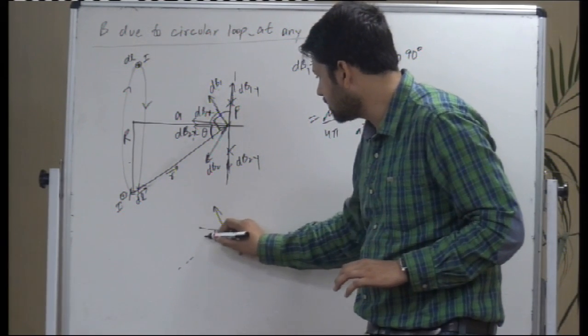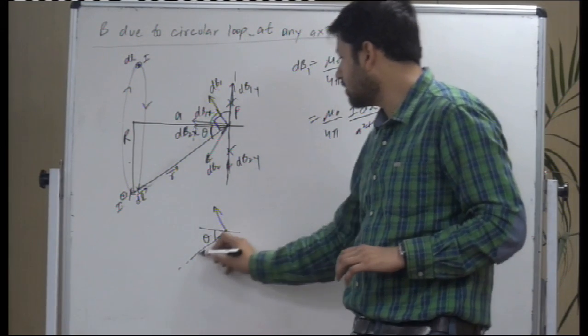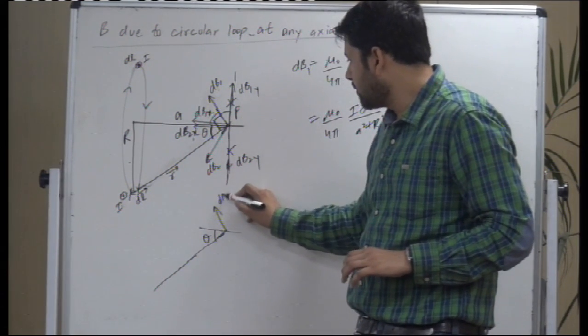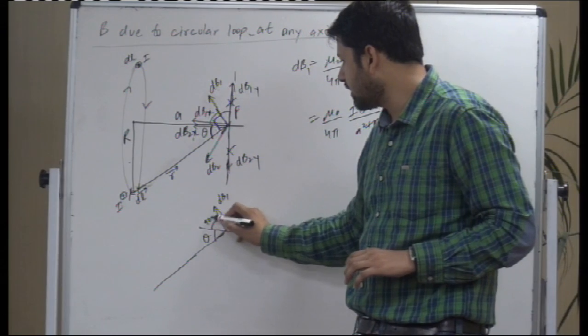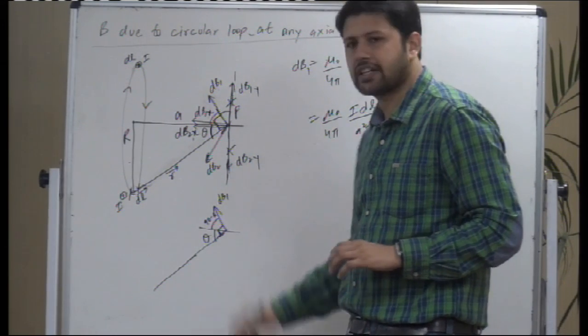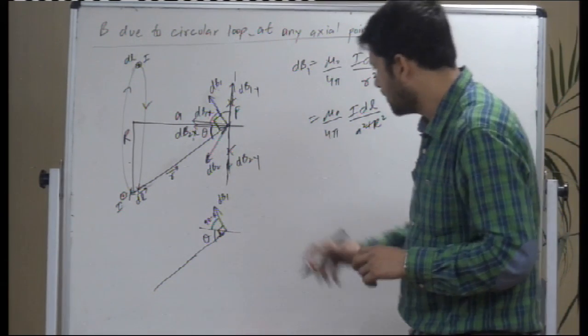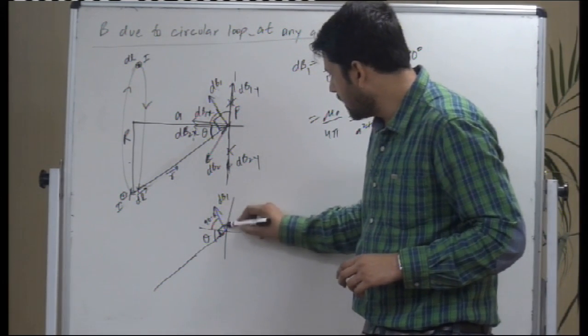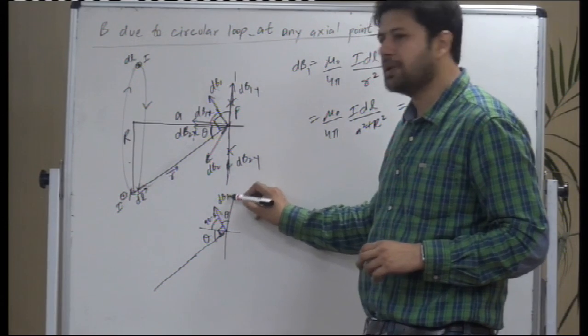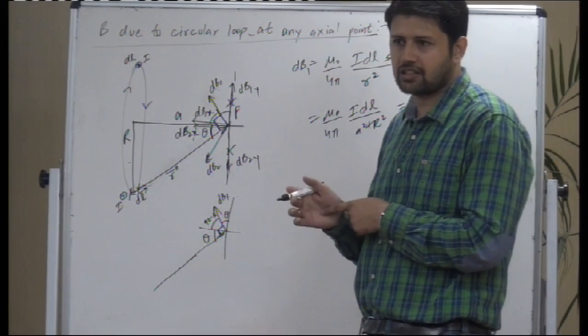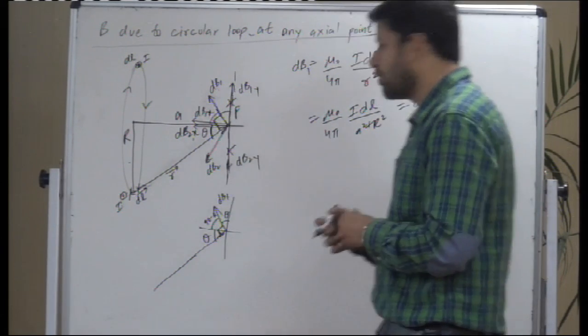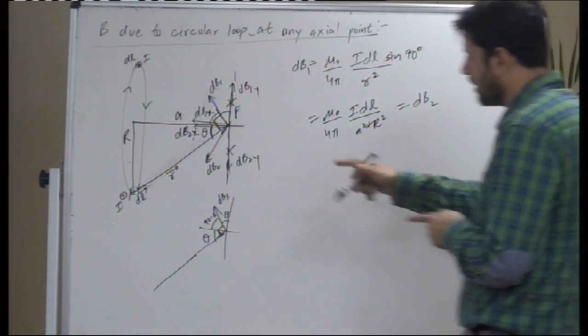Something like this. This was theta. This was the r vector. This is dB1. This is 90 minus theta. Why? Because the r vector and dB vector should be perpendicular to each other. That is the property of the cross product, right? This angle would be how much? Theta. So dB makes an angle of theta with the vertical direction, right? The horizontal component would be the sine component and the vertical would be the cos one.